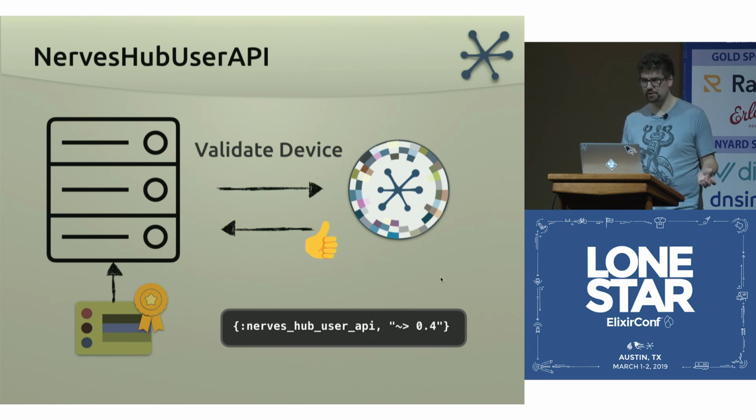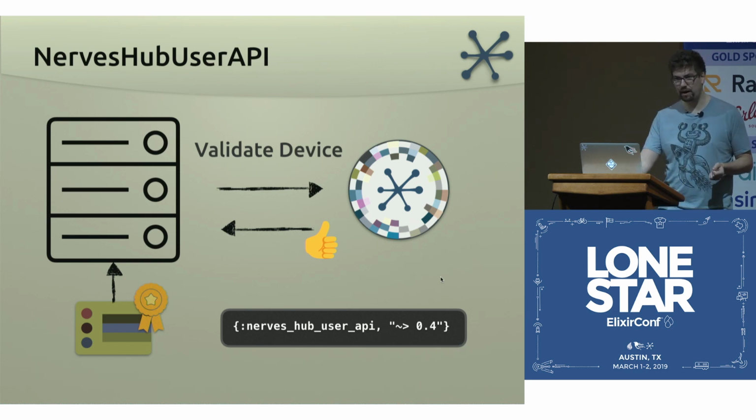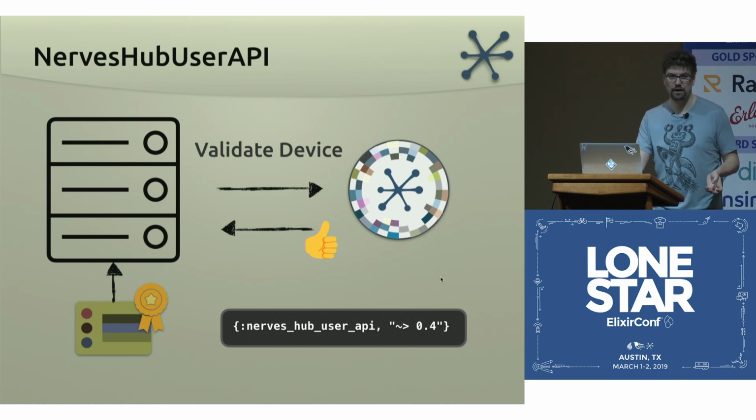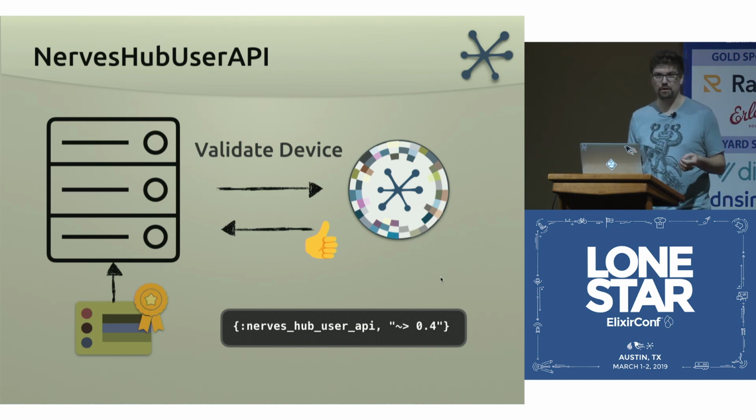But essentially, the idea is you can stand up your own Phoenix application or whatever backend you have, and you can have your devices authenticate to your server using its NervesHub credentials, its certificates. And so you're just delegating the authentication of that device to NervesHub servers so that you don't have to carry additional copies of data or credentials.